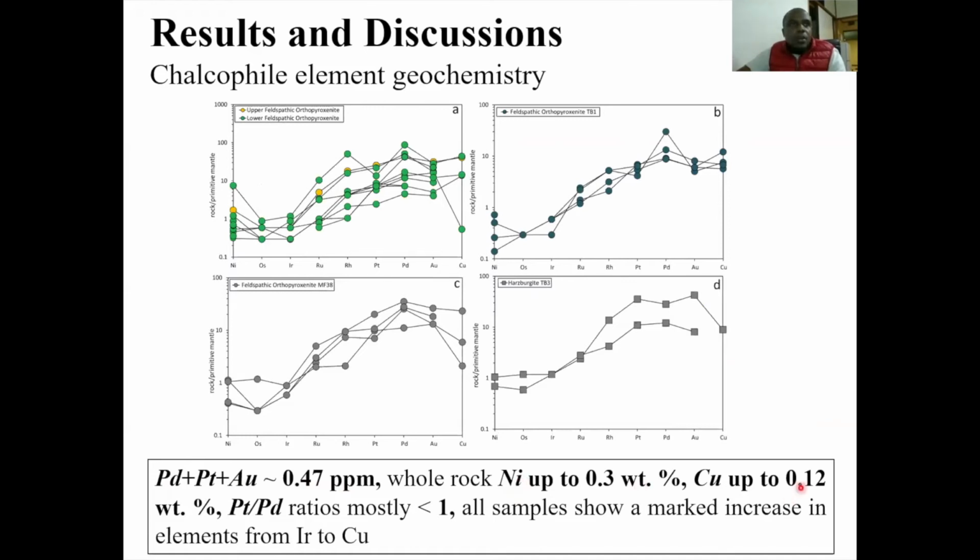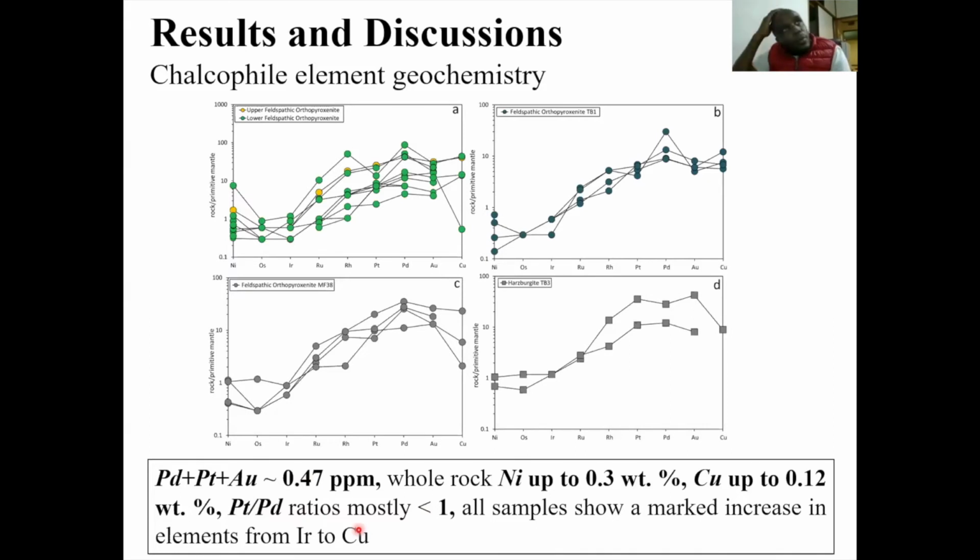But one of the differences with the typical Merensky kind of platinum and palladium ratios is that here in the Molopo Farms Complex, they are mostly less than 1, and this is similar to the Bastard Reef and not the Bastard Reef for UG2.